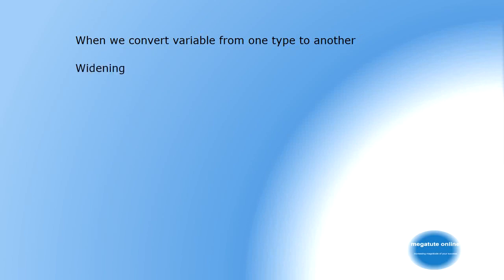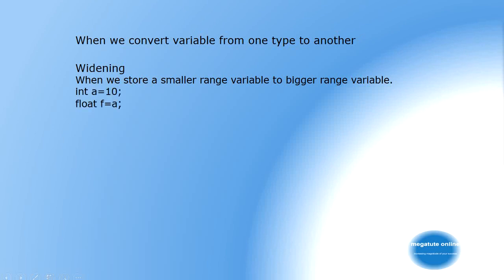One is the widening and one is the narrowing. Now, what are those? When we say widening, as the name says, when we store a smaller range variable to a bigger range variable, that process is called widening. For example, if I have a variable called A where I store 10 and I'm storing that variable to another data type variable float, and float has a bigger range than A, than integer, so it's called widening. All right.